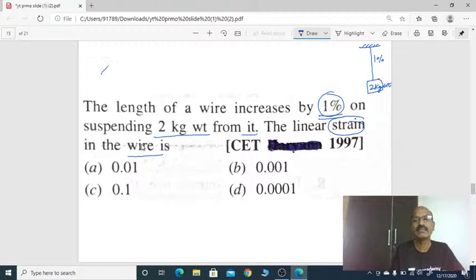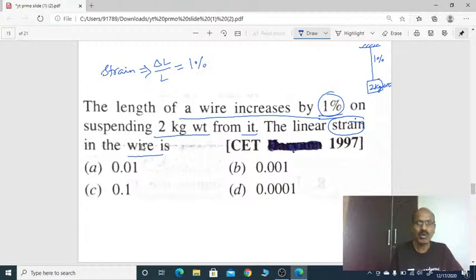We know that strain is change in length by original length. What is that ratio given? See, the length of the wire increases by, that means increase in length by original length. So this is given already, 1%. So strain is increase in length by original length. That's only change in length by original length. It is given, 1%.